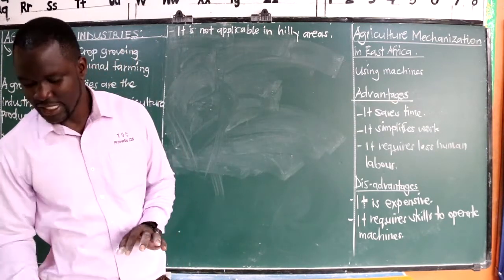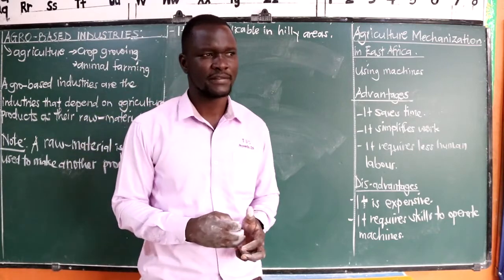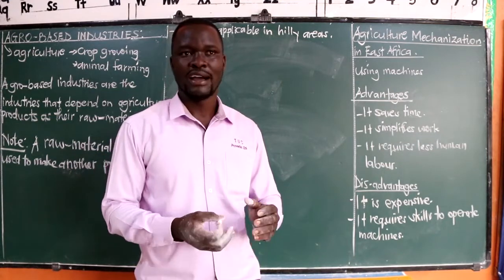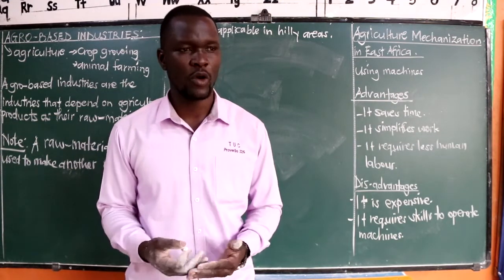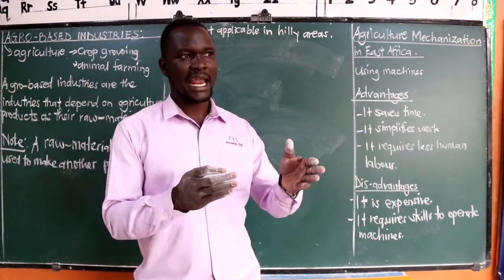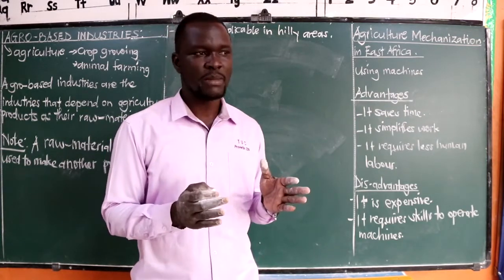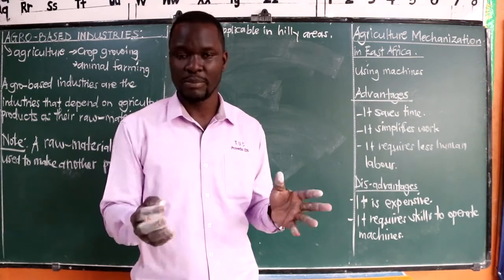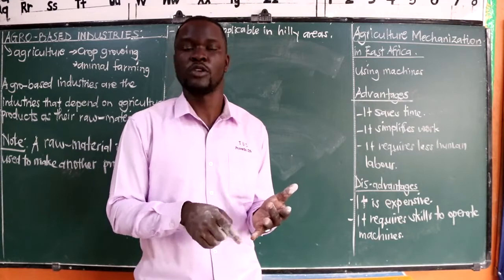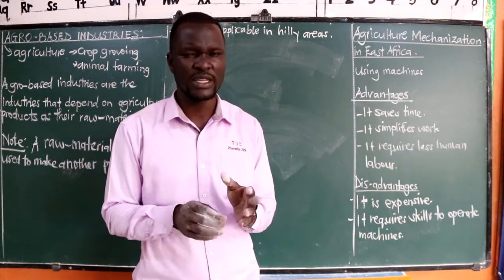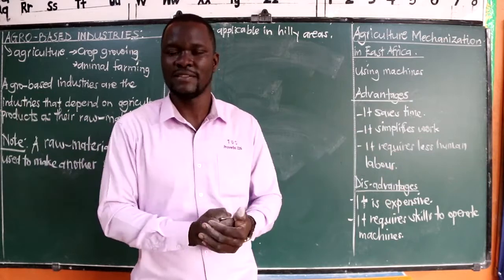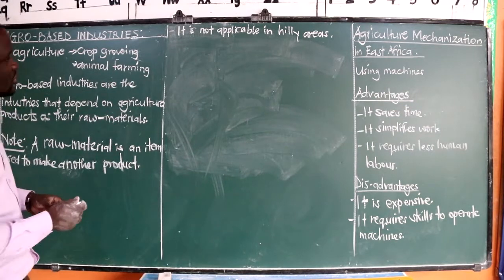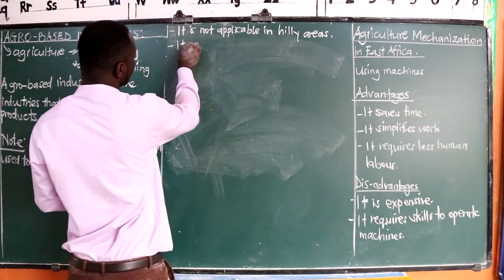And lastly, we shall say that this kind of farming creates a lot of unemployment. How? There are very many people who will be left unemployed or without jobs. Imagine a large area of land which was meant to be cultivated by maybe 20 people, and you find only one person operating the tractor and he finishes it within the shortest time. So others are left jobless. So for that case, we have a statement saying that it leads to unemployment.